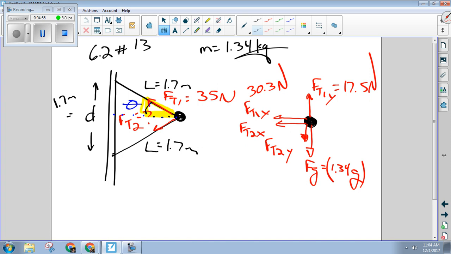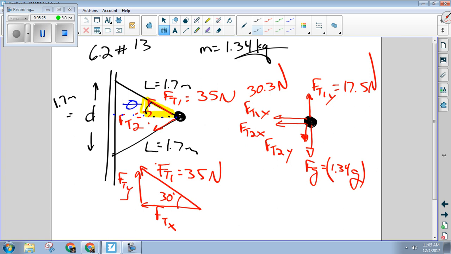Cool. All right. Sarah, what do you got? Where did you get the 17.5? Sorry if I was a little too hand-wavy at that. So I know that tension 1 is 35 newtons. The problem told us that, right? And just doing a little bit of trig or geometry or however you want to think about it, we can figure out that this angle here is 30 degrees. Are you good with that? Okay, yep. And then, so here's my x component and here's my y component. Cool? Thank you for asking.